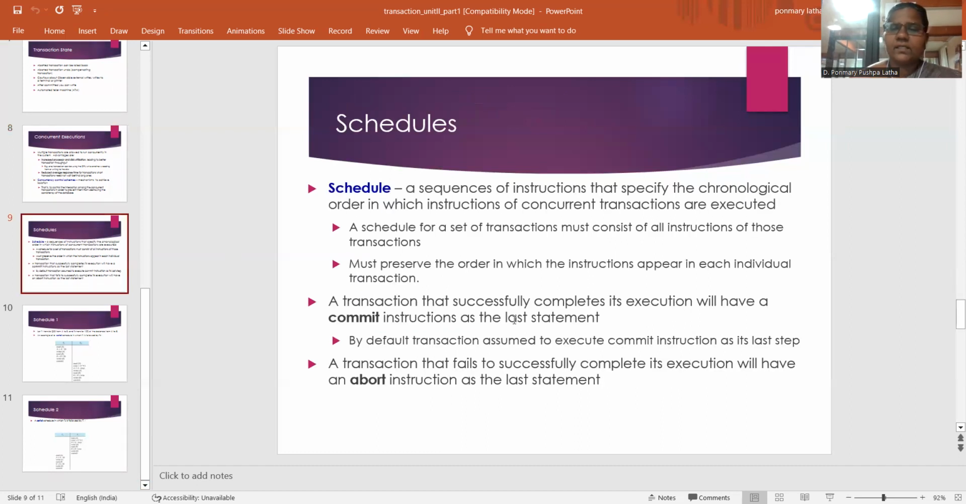So the next thing is schedule. A schedule decides which transaction is going to be done first and which is going to be done second. Like that, you have to schedule it. This is what the commit and the abort are: which one you have to commit, or which one you have to abort. Now, what you are trying to give here is serialization.